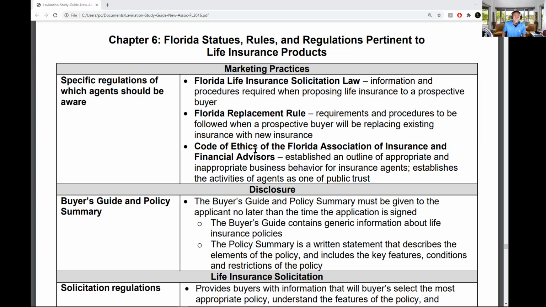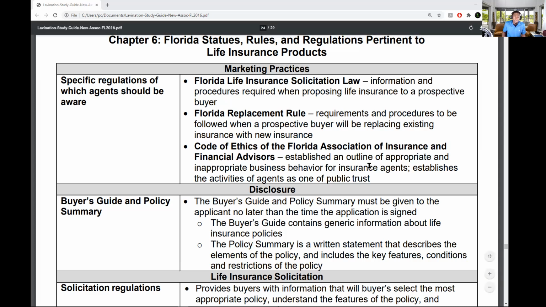When they talk about a code of ethics, you should know right from wrong, what's right, what's wrong, your behavior. Now look at some of the keywords: outline, appropriate and inappropriate behavior. When you see those words, they are referring to ethics. Those are keywords so you don't confuse the rules. If you see appropriate or inappropriate, don't pick the replacement rule. You should know they're talking about ethics. Make sure you make that difference.